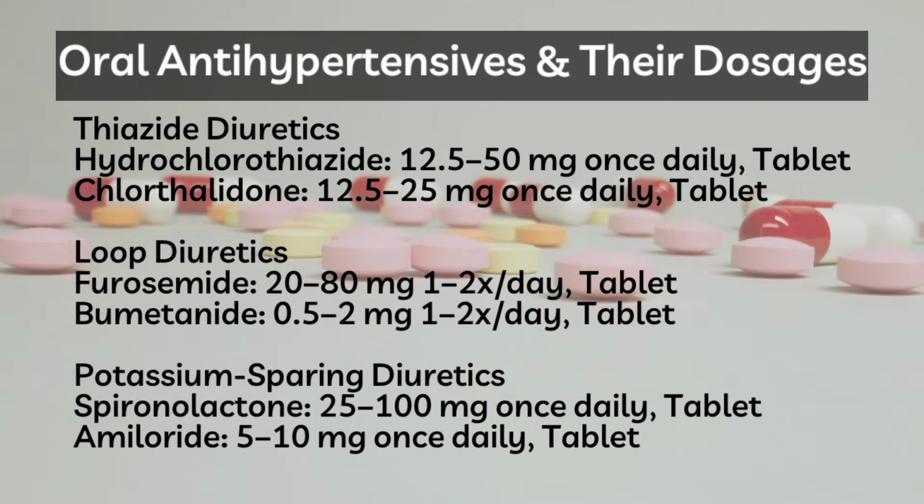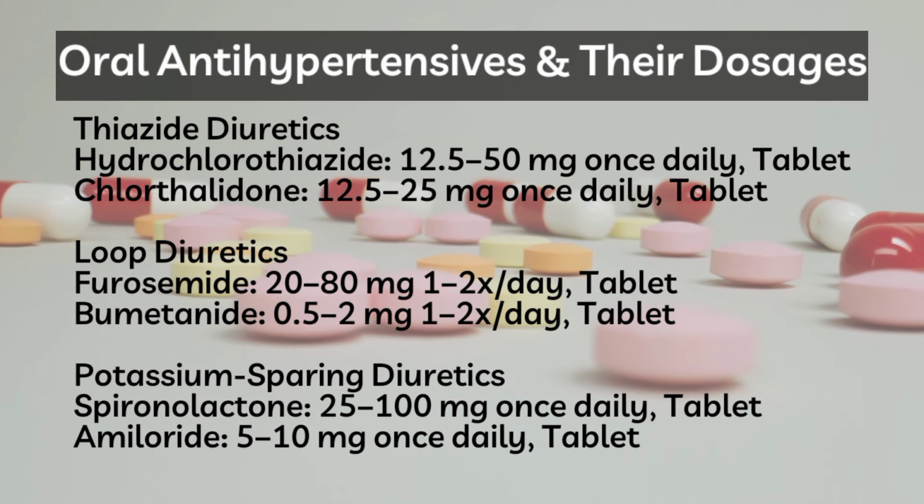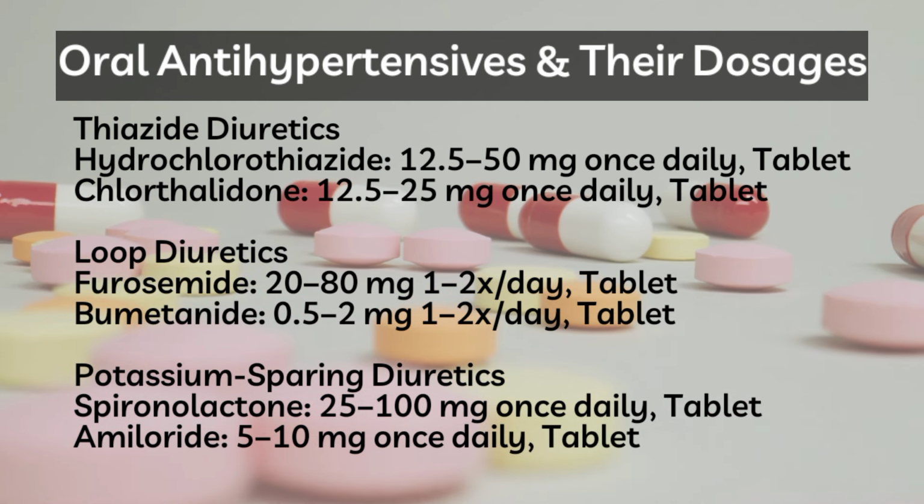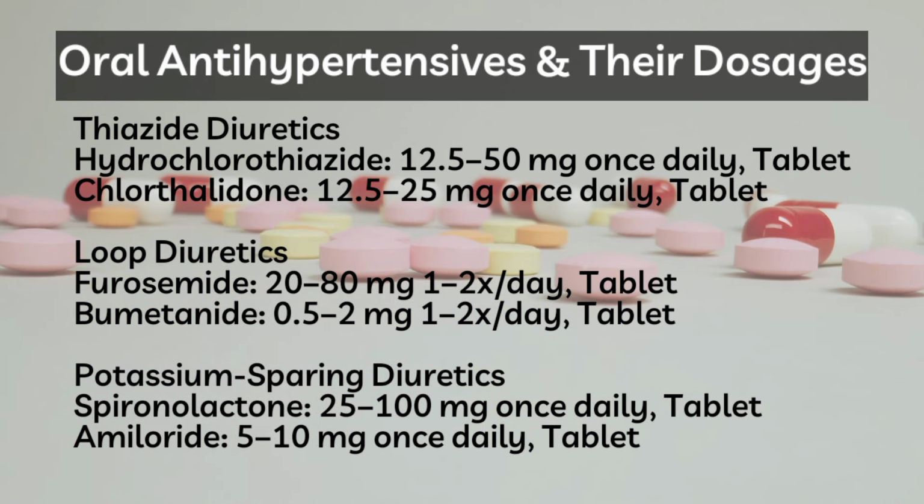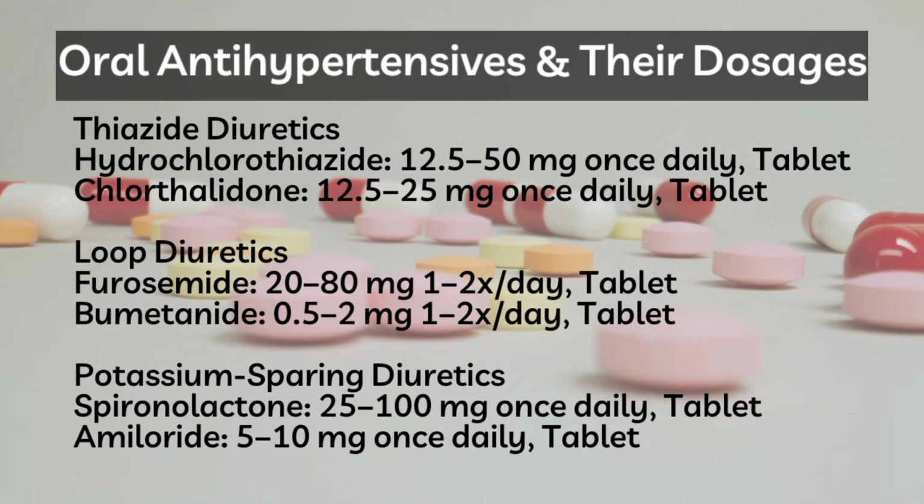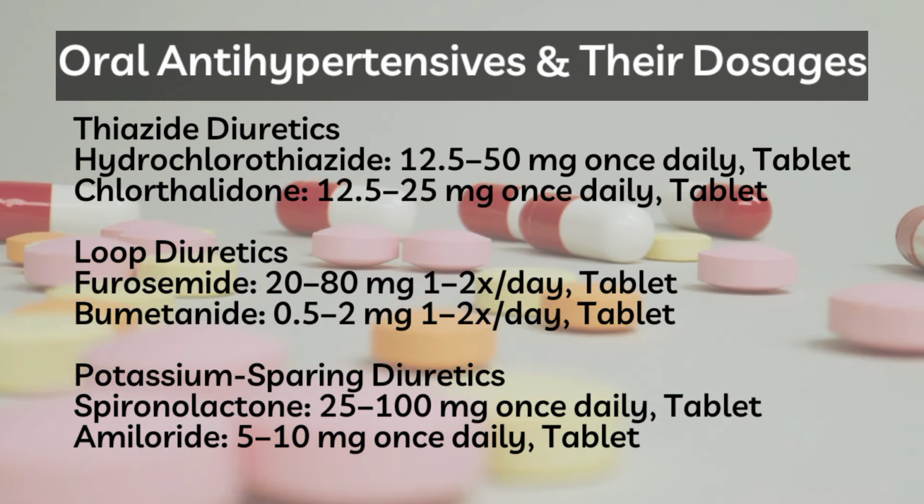The first on the list are the thiazide diuretics. Examples include hydrochlorothiazide and chlorthalidone. Next up are the loop diuretics. Examples include furosemide and bumetanide, followed by potassium-sparing diuretics like spironolactone and amiloride.